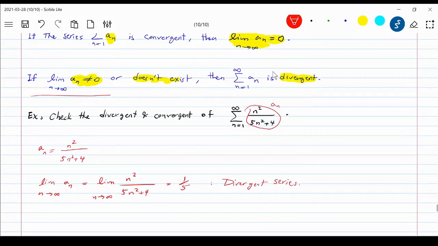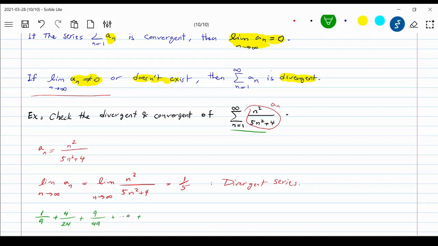Okay, just to make sure that you see this divergence, I want to show you a couple of terms of the sequence. So this summation is basically: if you replace n with 1, you have 1 divided by 9. If you replace n with 2, you would have 4 divided by 24, and with 3, 9 divided by 49, and so on.